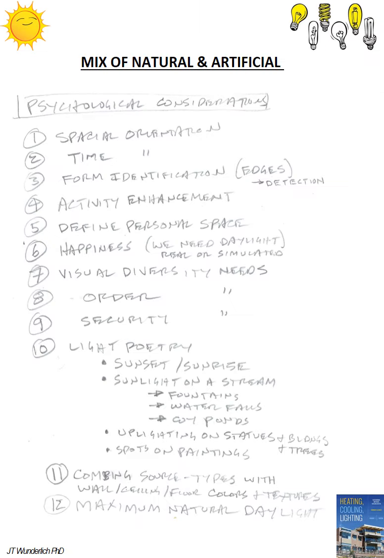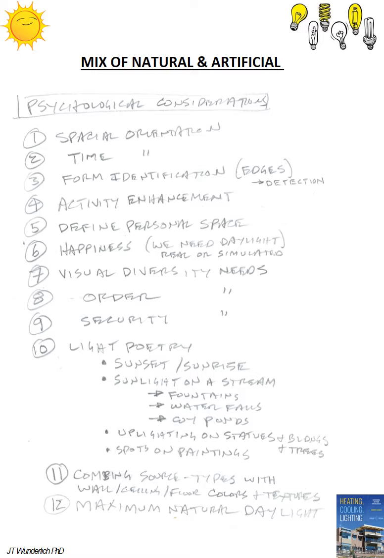Now, we want to speak of mixing natural light and artificial light, and most importantly, how we people feel about it. So, we're designing architecture for buildings. Engineering, too, is for people. So spatial orientation, where you are in space. Form identification, edge detection, where your boundaries are. Activity enhancement can enhance your work productivity and enjoyment. Define a personal space. You feel nice and safe, and you have your own territory.